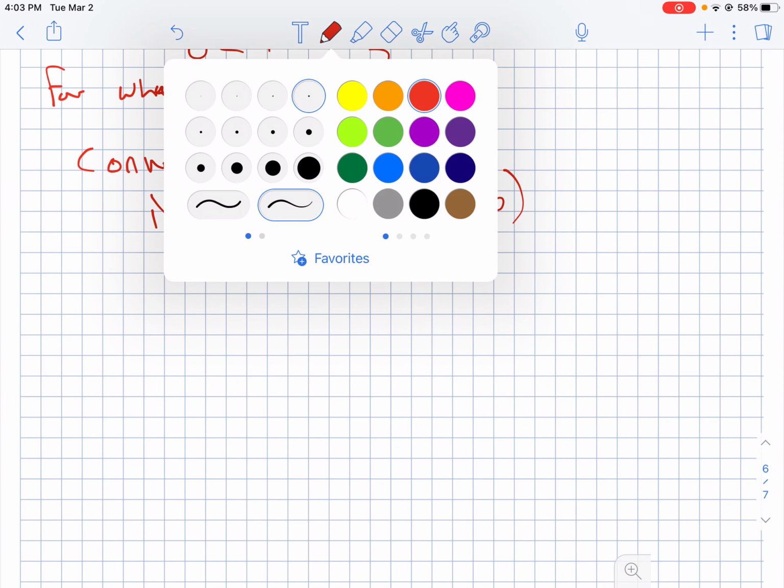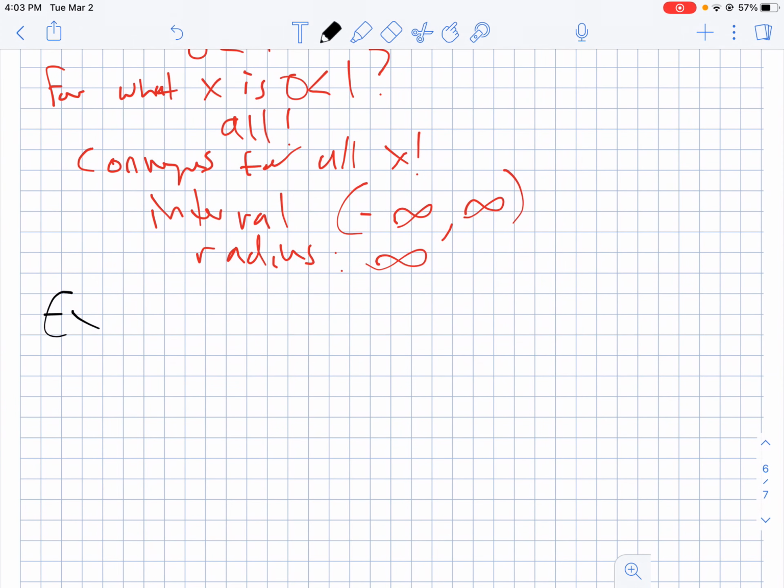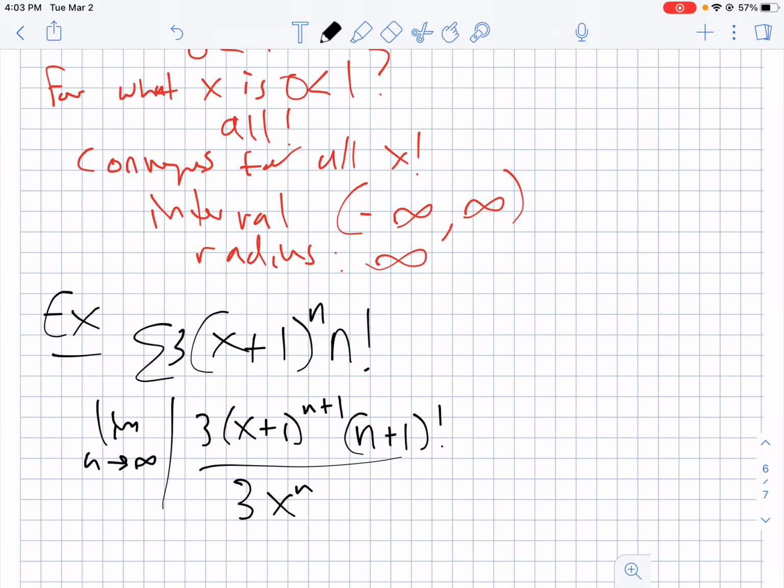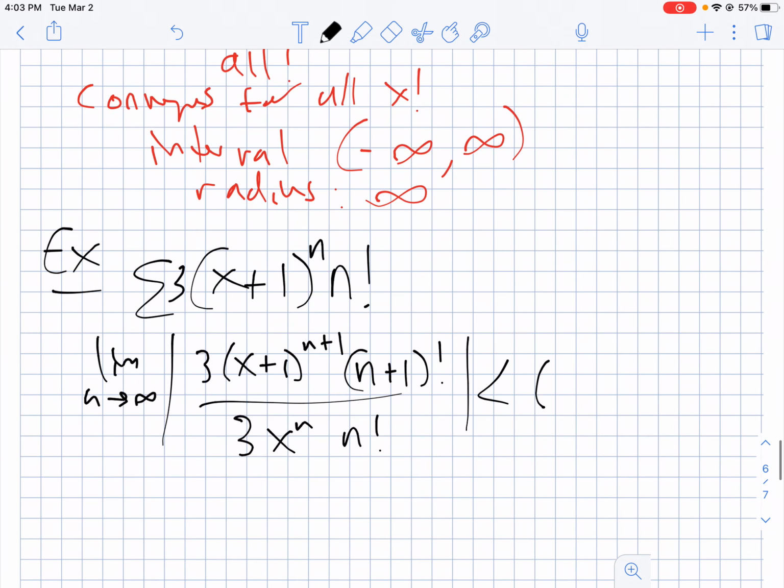Okay, let's look at one other funky case. So let's suppose now we have the series of 3 times x plus 1 to the nth power times n factorial. Well, again, let's set up our limit as n goes to infinity. So we're going to have 3 times x plus 1 to the n plus 1 times n plus 1 factorial over 3 times x plus 1 to the n times n factorial. And we want that limit to be less than 1 because we're doing the ratio test.